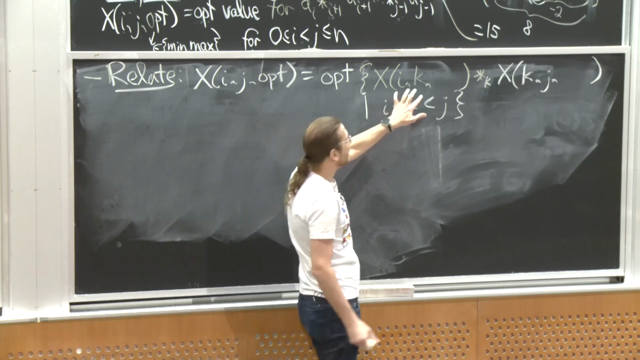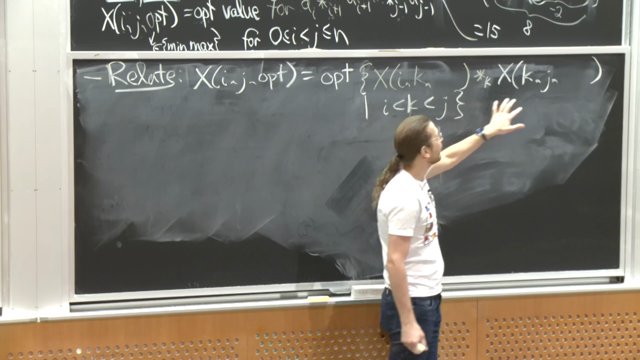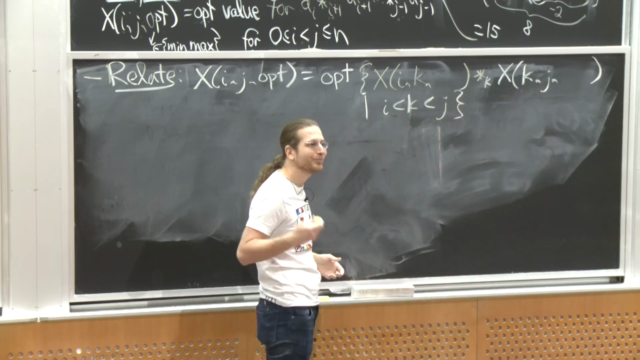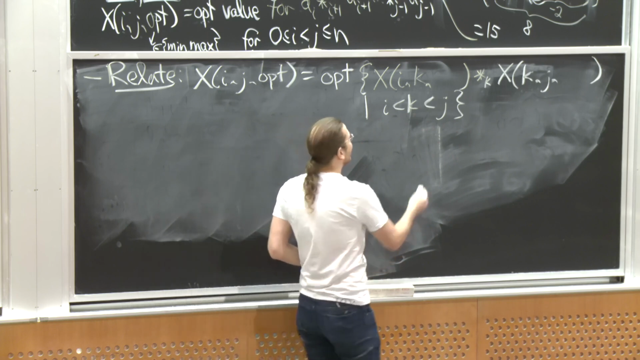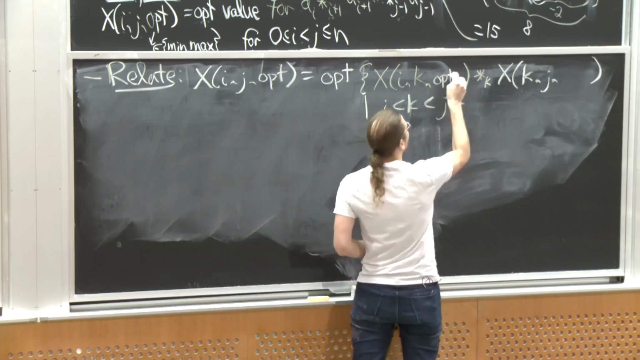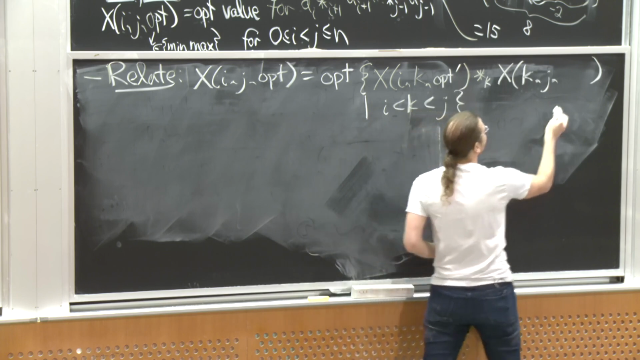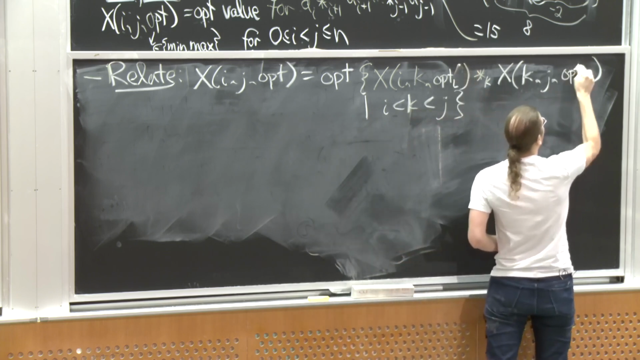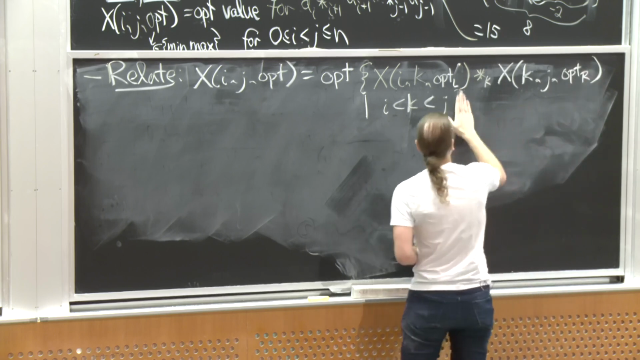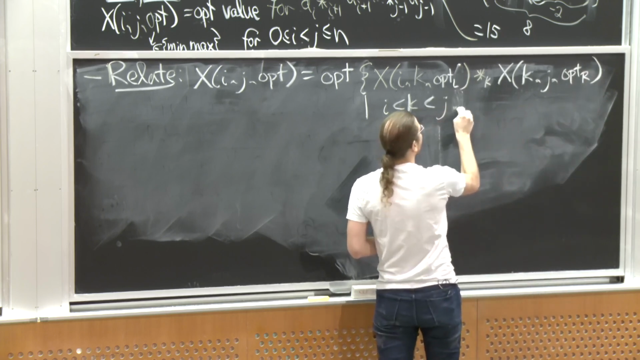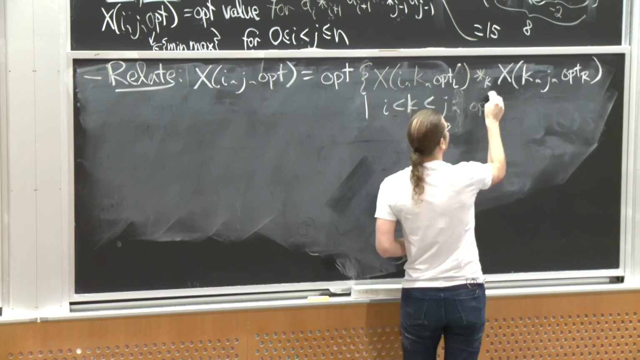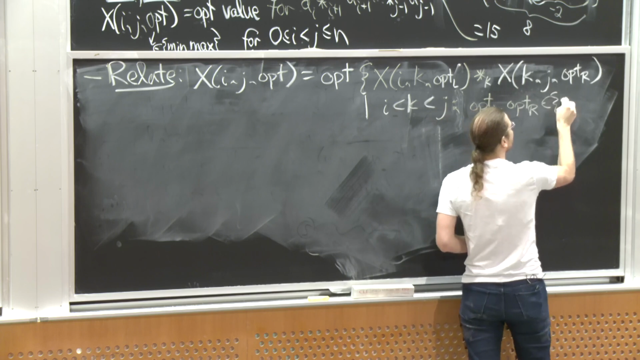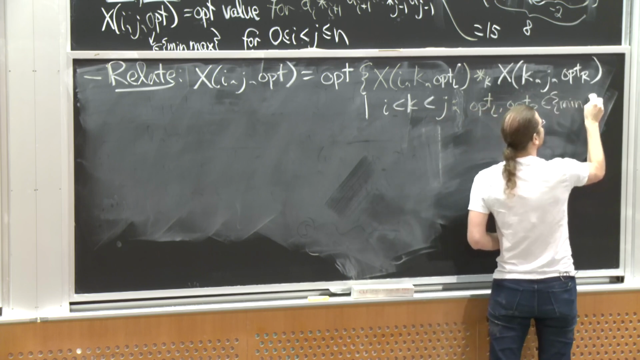Now, should I maximize or minimize this one? Should I maximize or minimize this one? I don't know. So I'm just going to do more local brute force. I'll say, well, let's just say opt prime for the left, or maybe I'll call it opt L for left, and opt R for the right part. And I'll just add this to my for loop. Let's just try opt L and opt R. Just take all possible choices among min and max.